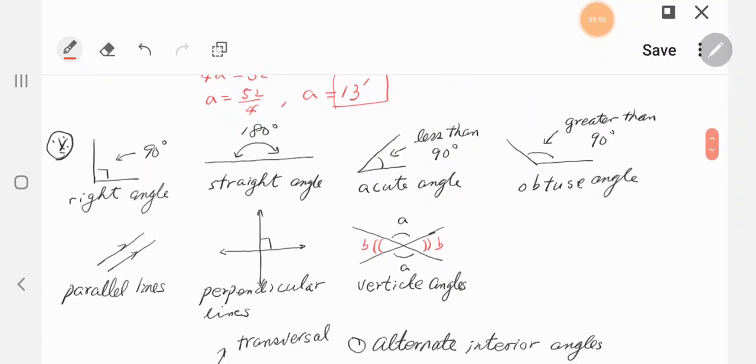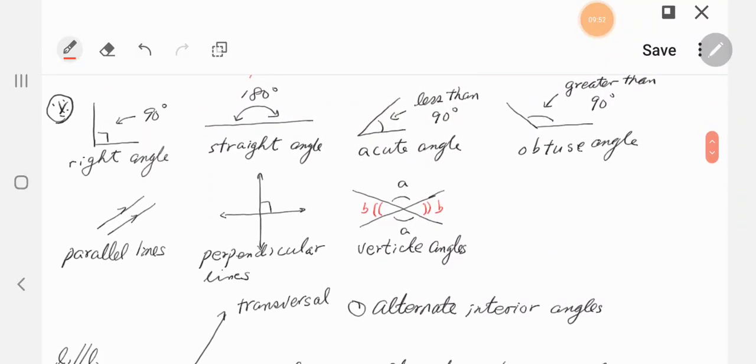Okay, so let's learn some definitions. Right angle. The right angle means 90 degrees. If there are two line segments and the angle between these two is 90 degrees, then we call this a right angle. Right angle means 90 degrees, not right or left or right or wrong. It's not that definition. Right angle means 90 degrees. Always the degree between two line segments is 90 degrees.